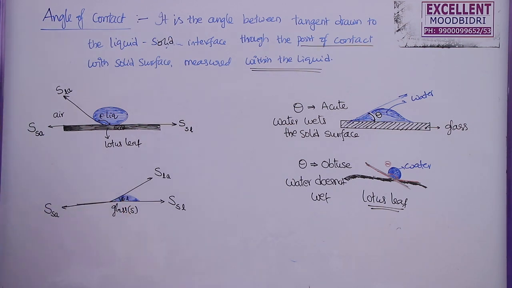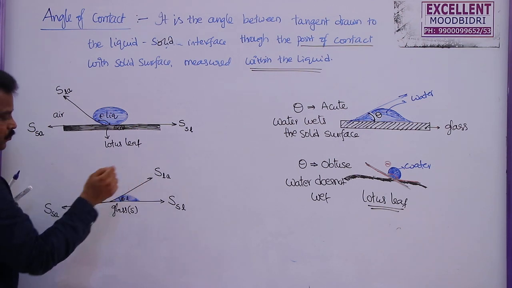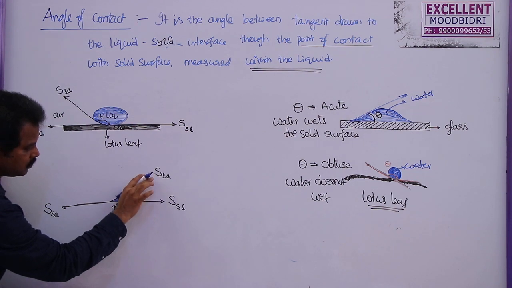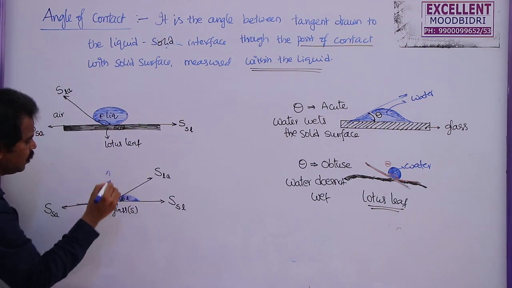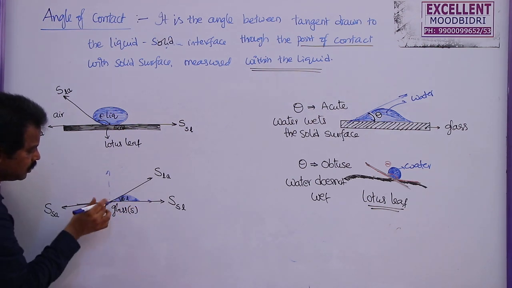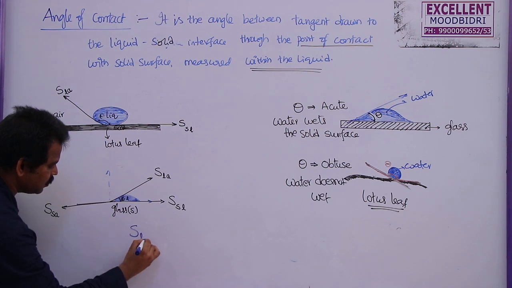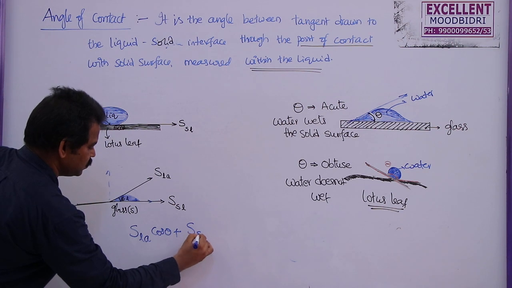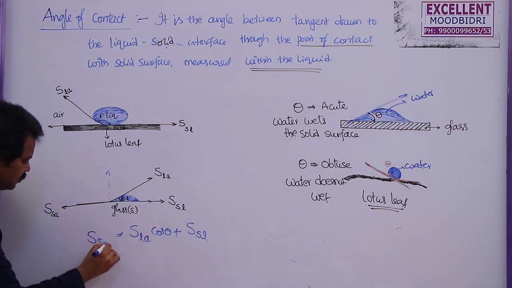Now, from this diagram, what can we write? These are all forces per unit length. Surface tension is the force per unit length. So if you take only the forces here and resolve this into two components, one will be like this, another one like this. This will be S_LA cos theta. On the right side we have S_LA cos theta plus one more, S_SL. This must be equal to S_SA.